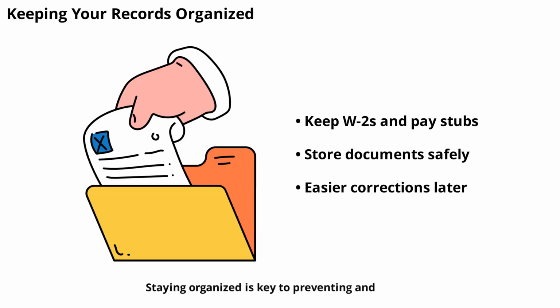Staying organized is key to preventing and fixing errors on your Social Security earnings record. Keep copies of your W-2s, tax returns, and pay stubs for at least several years. Store them in a safe, accessible place. If you ever need to correct an error, having these documents on hand will make the process much easier and faster.